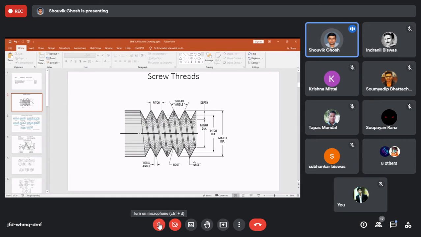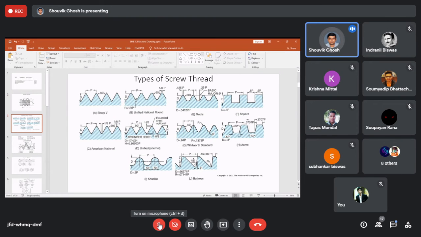Now moving on to the types of thread. We have the very basic V thread that you see in everyday screws or bolts that we use to tighten any small screws that you find in the market. That is a sharp V type.